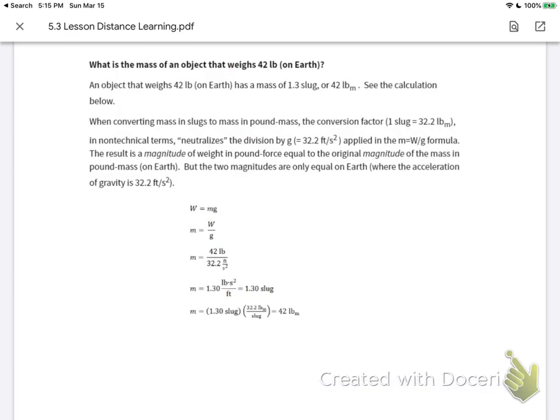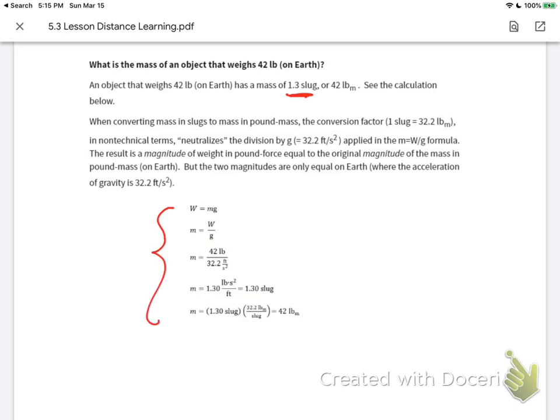Notice on this page, the question that we're going to go over is, what is the mass of an object that weighs 42 pounds? So the weight is given, the mass is desired. An object that weighs 42 pounds on Earth has a mass of 1.3 slug, that word I told you we're going to get to, or 42 pounds mass. Pounds m is what we want. That tells me that's a mass. So look at the calculations below.